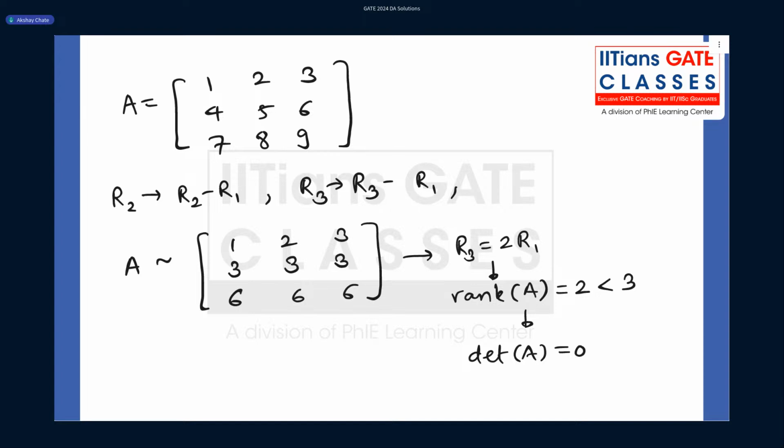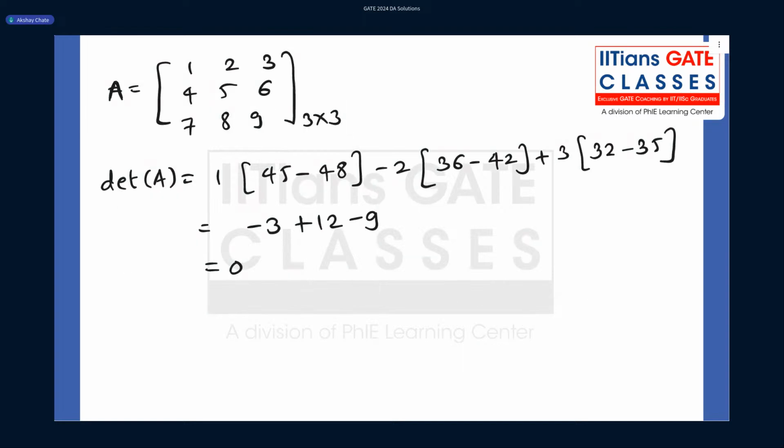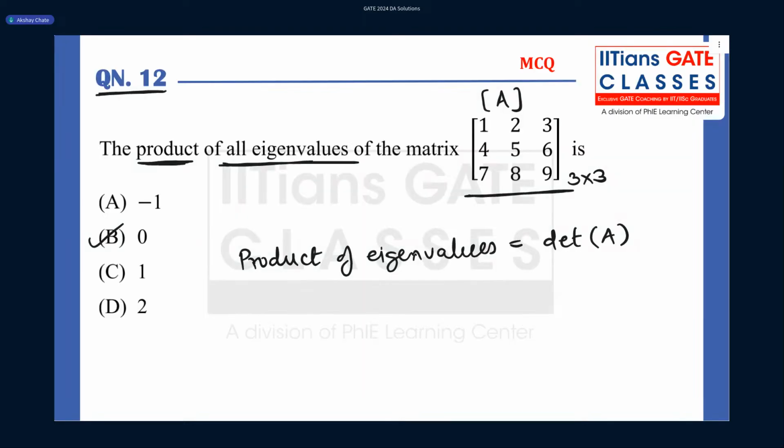So this way also you can check. So whatever way you want to do, you can do. But the correct answer is determinant of A is 0, therefore product is 0. So option B is correct.